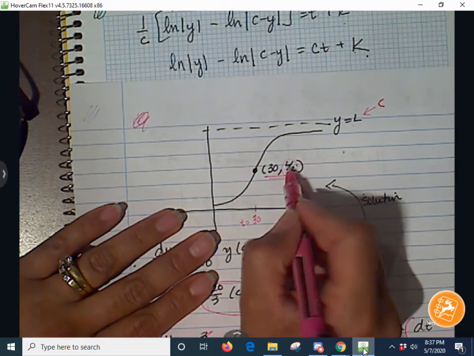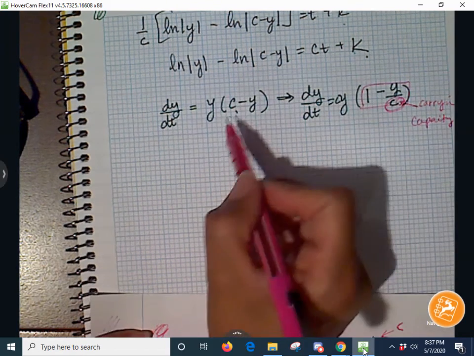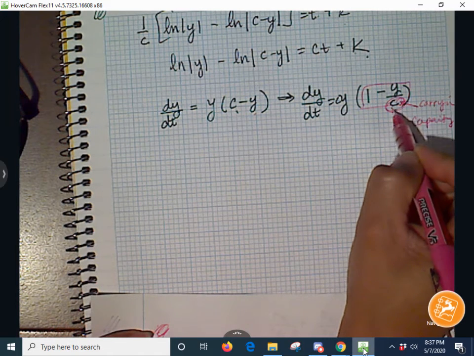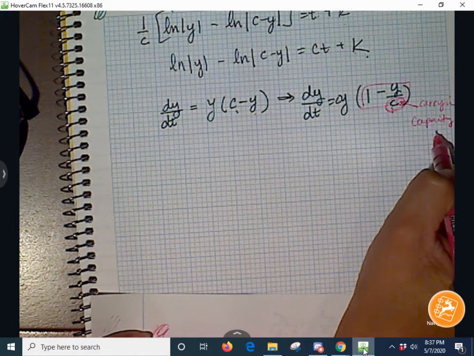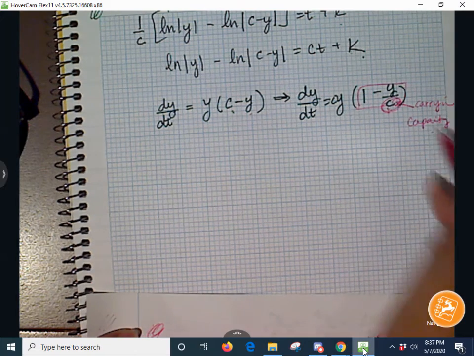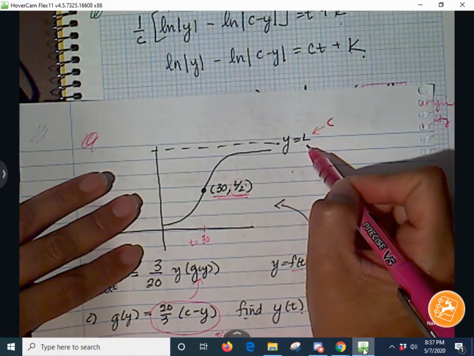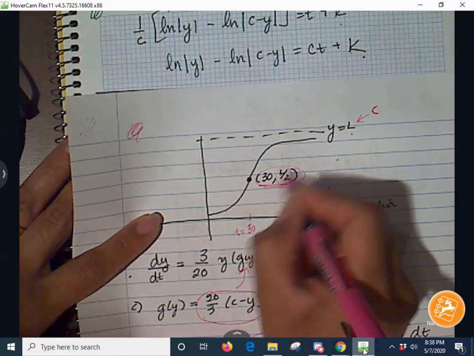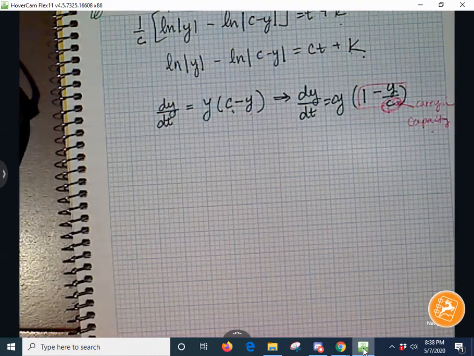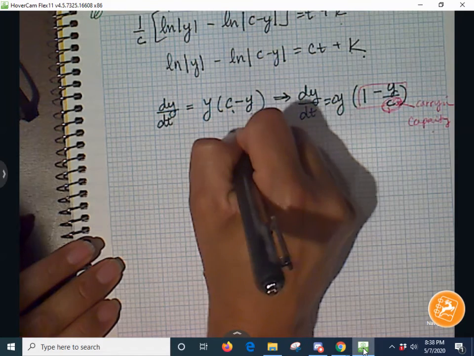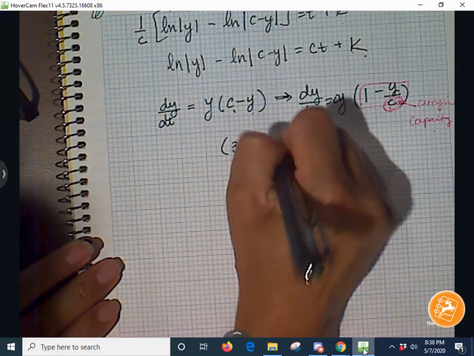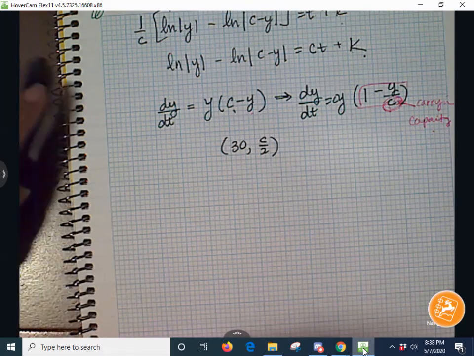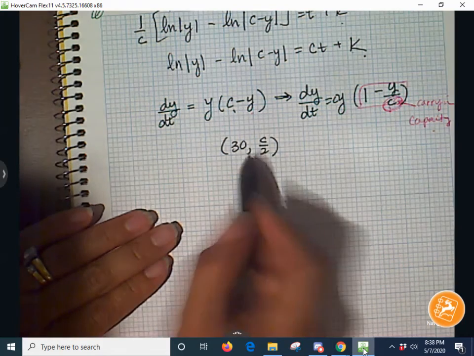At this point it was a variable. Now using this equation and transferring it to this, you can easily see that the denominator, which is our carrying capacity that we're used to seeing, is equivalent to L, which then means the point that we have is 30 comma c over 2. So we're going to use 30 comma c over 2 as the point that we're going to use to solve for our k.